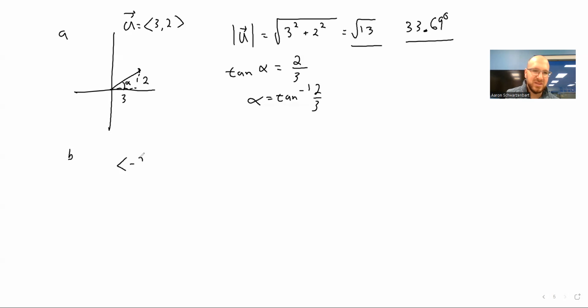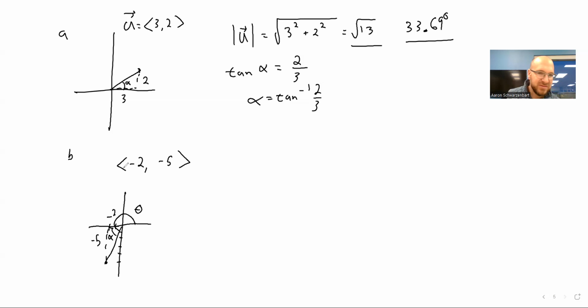This one's going to be a little bit more tricky. So, -2, -5. Down here. This is going to become important on my direction. The angle I'm actually looking for here is theta, but I'm not going to get theta here. I'm going to get alpha when I do that.